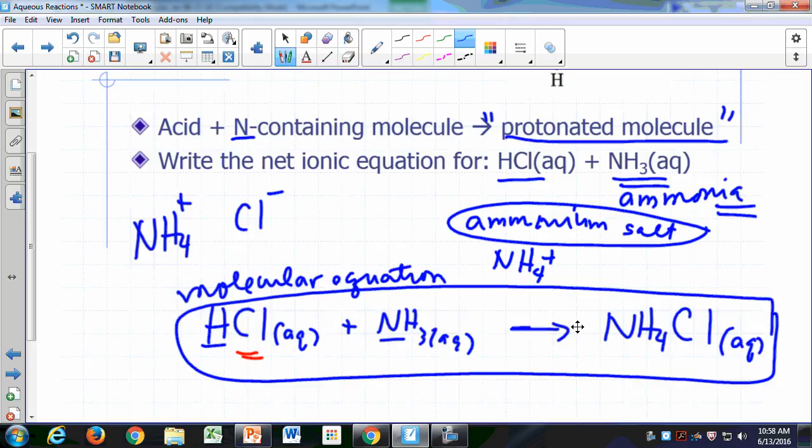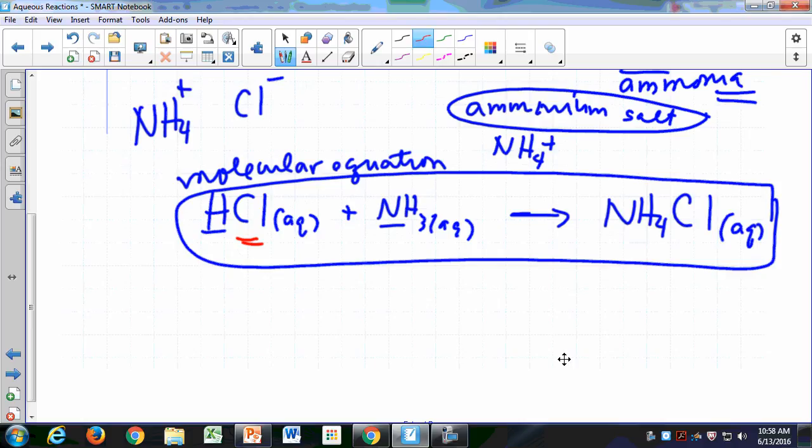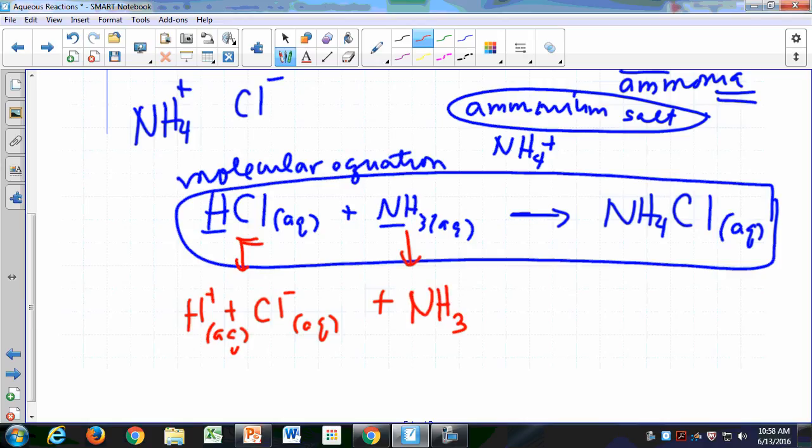When we write our ionic equation, we say HCl is a strong acid, so I have to write those ions separately: H plus and chloride ions, aqueous. And ammonia is a molecular base, a weak electrolyte. Molecular compounds are generally weak or non-electrolytes, so when you write ionic equations, you should not separate them into ions. The only things you separate into ions are aqueous solutions of strong electrolytes, which would be the ionic compounds or strong acids. So NH3 remains intact here.